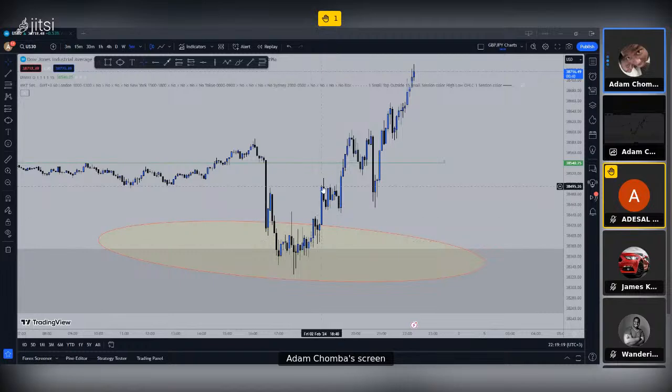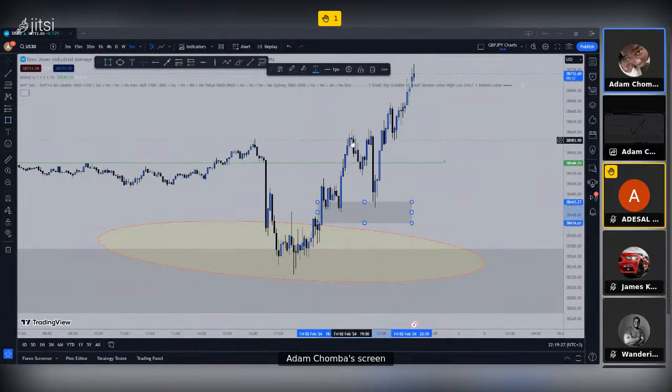Higher high here, higher low. This imbalance was tested and never broken. Higher high, higher low, engulfing candle pattern, higher high. Lower low, then pushed back up. Now this is post session hours.